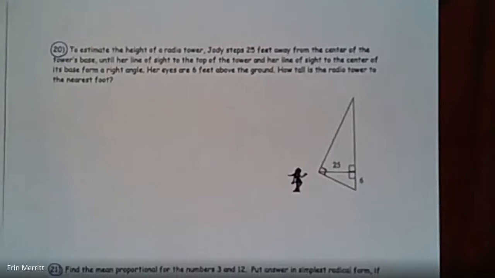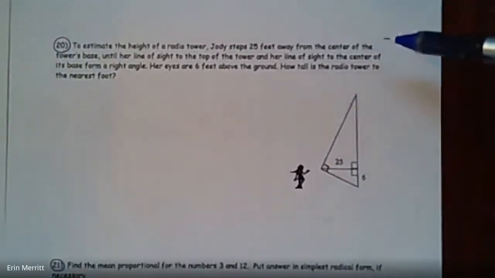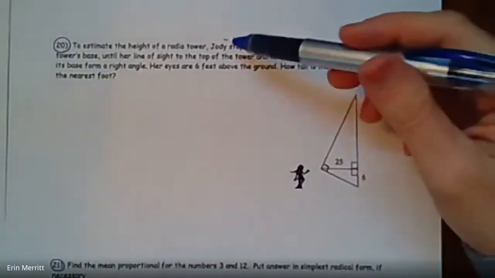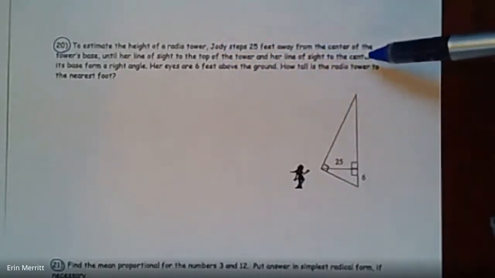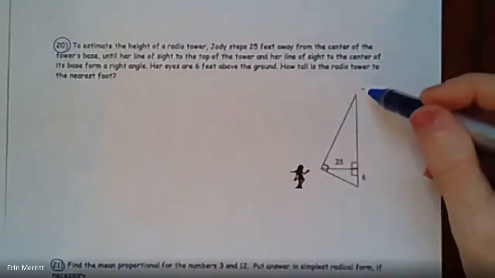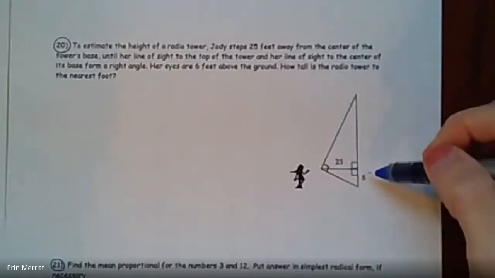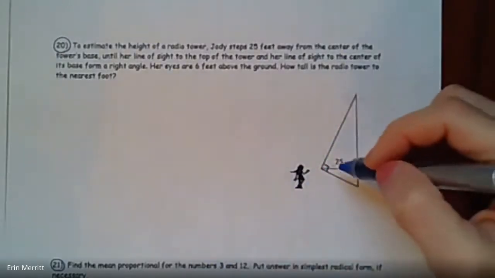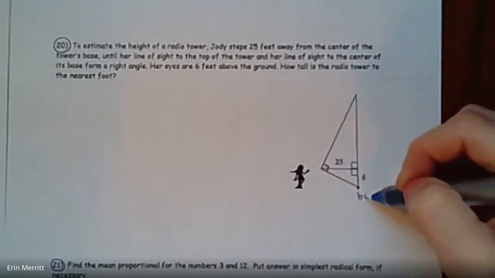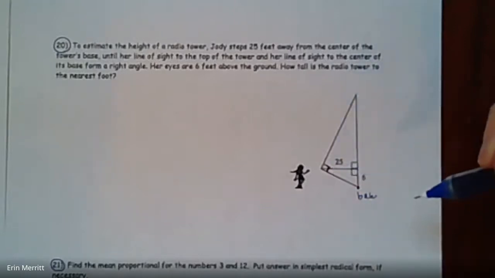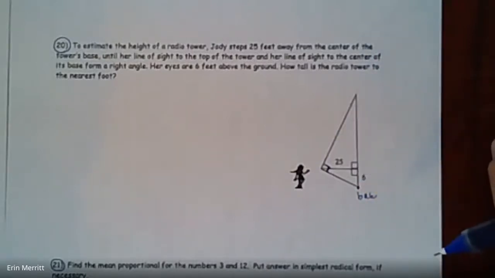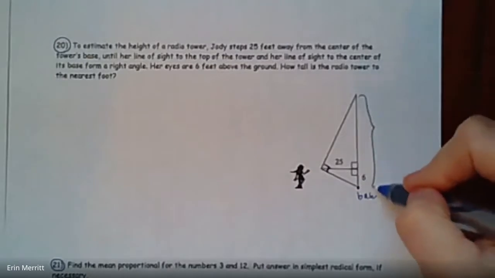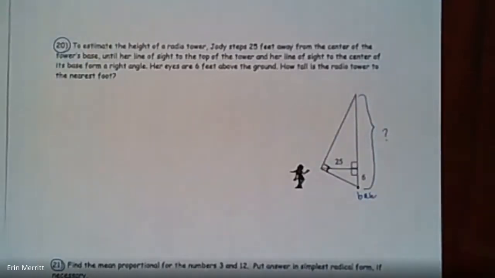All right, with number 20, this one looks a little wordy, but you have the diagram to help you. So it's saying to estimate the height of a radio tower, Jody steps 25 feet from the center of the tower's base. So there's that 25 until her line of sight to the top of the tower and to the center of its base form a right angle. Her eyes are 6 feet above the ground, hence the 6 feet right there. How tall is the radio tower to the nearest foot? So we're looking for that whole length as our final answer here.